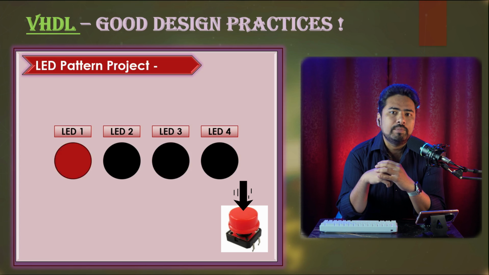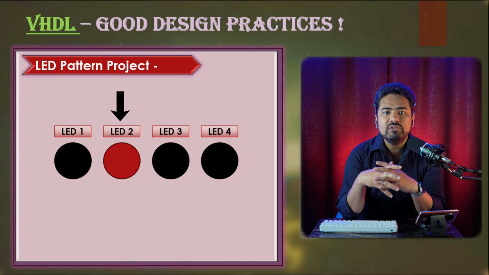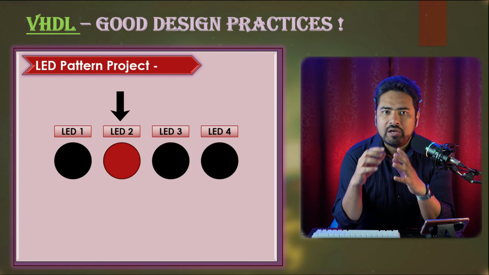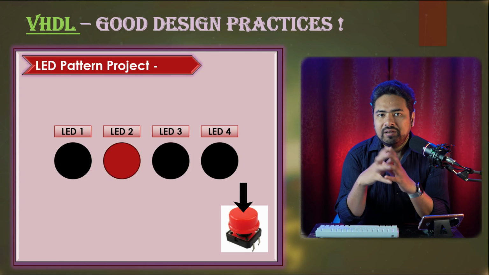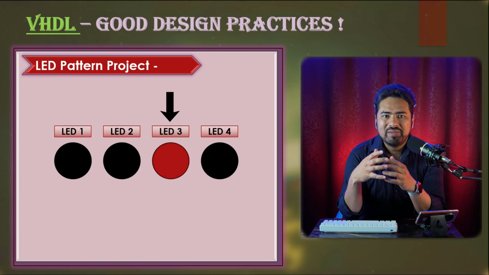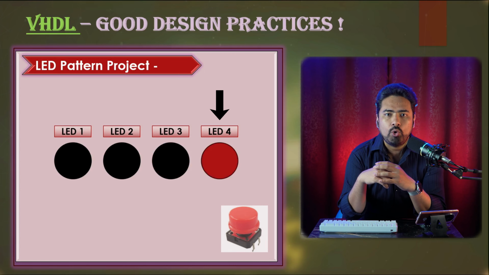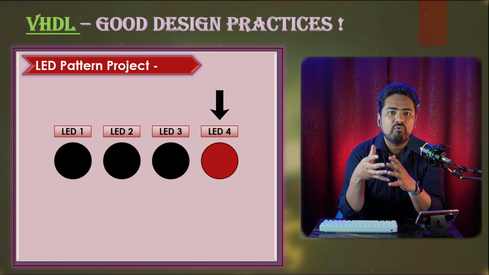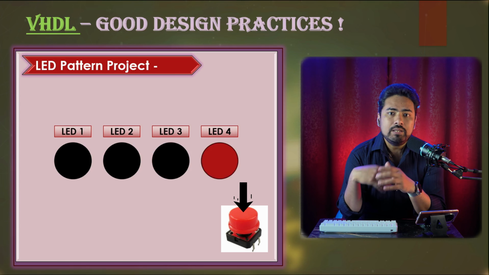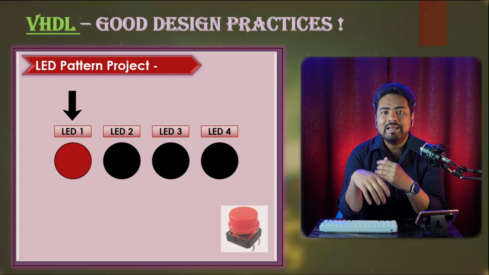Now I press the button, then the second LED will be on and the other 3 LEDs will be off. Now I press the button again. Now the third LED will be on and the rest of the LEDs will be off. Now I press the button for the third time, then the fourth LED will be on and the rest LEDs will be off.